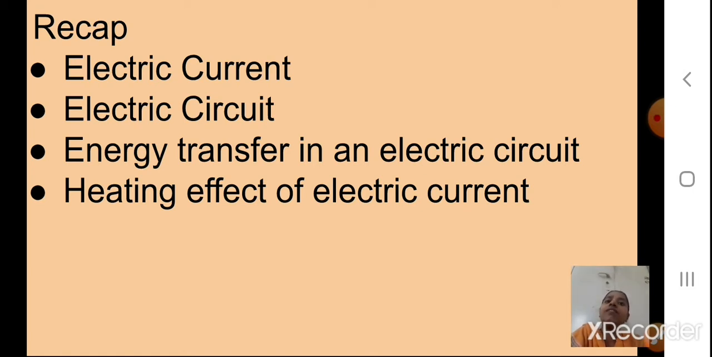Then you have studied the energy transfer in an electric circuit, how the energy transfer takes place. We came to the law also, Joule's law of heating. Joule's law of heating we have studied from the energy transfer in an electric circuit. Then next we studied the heating effect of electric current.